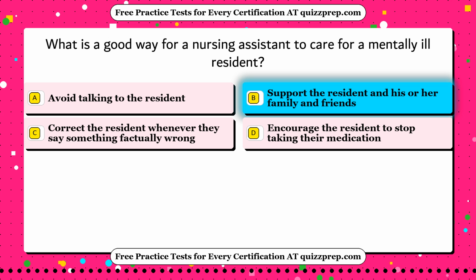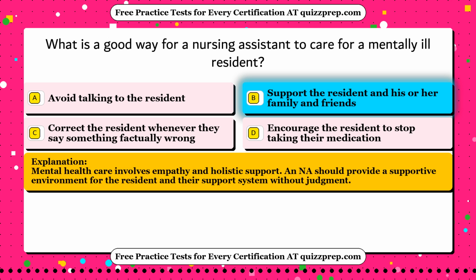The correct answer is Option B, support the resident and his or her family and friends. Mental health care involves empathy and holistic support. A NNAAP candidate should provide a supportive environment for the resident and their support system without judgment.